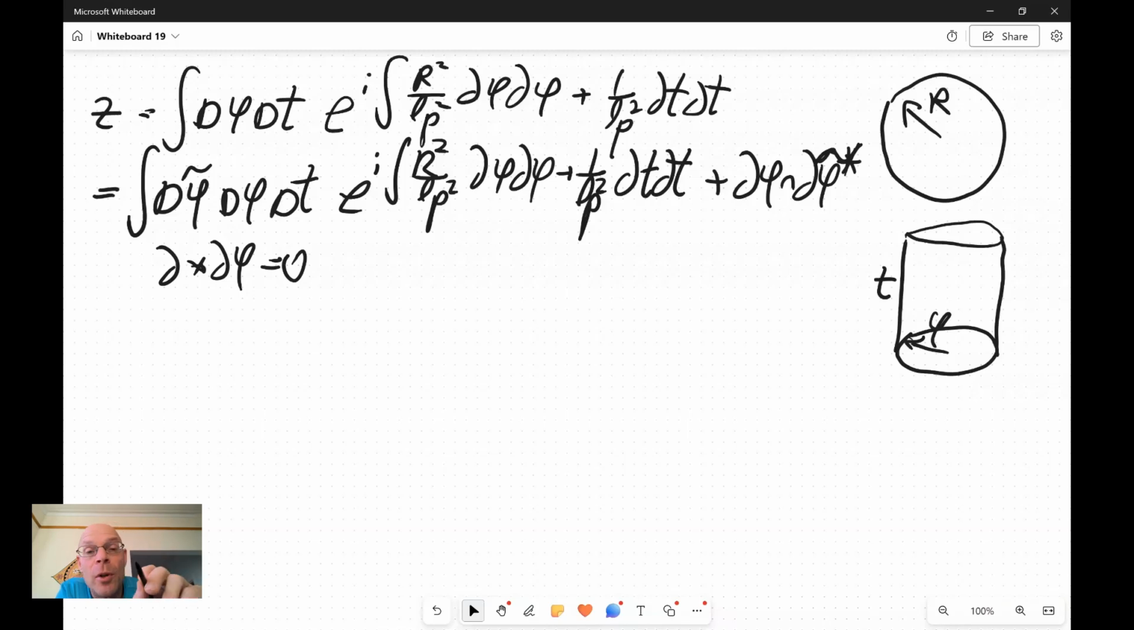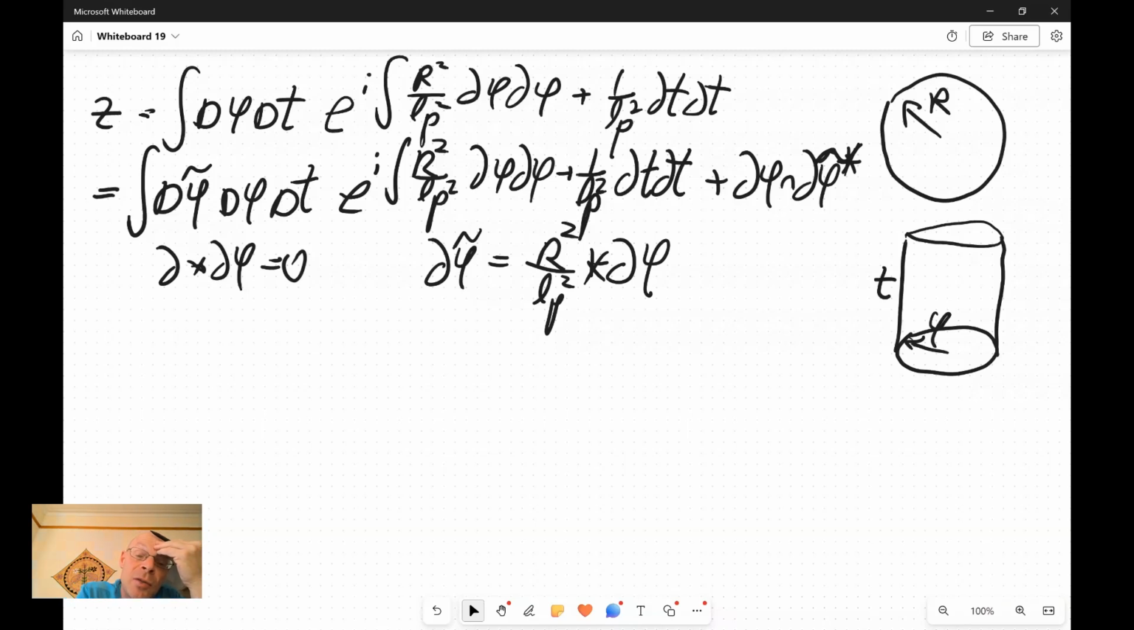So now the equation of motion for phi gives us a relation between phi and phi tilde, and this is more interesting. The equation of motion for phi gives us the following relation: d phi tilde is r squared over L Planck squared star d phi. So what it means is that phi tilde is dual to phi, and the prefactor is important.